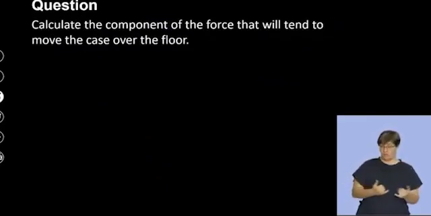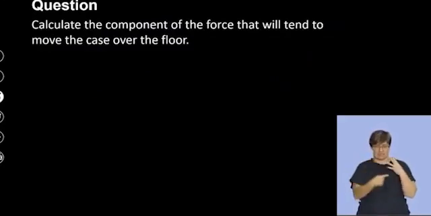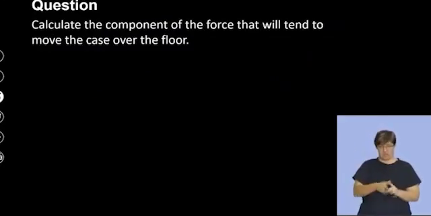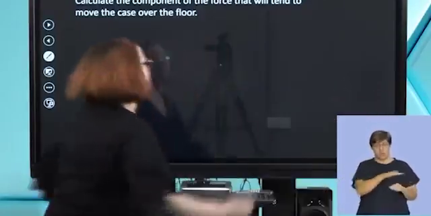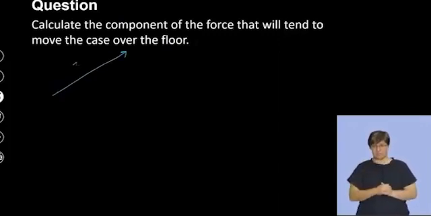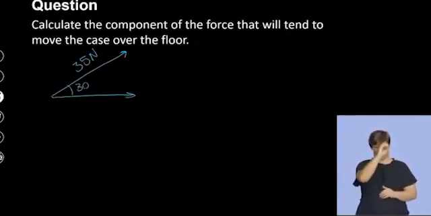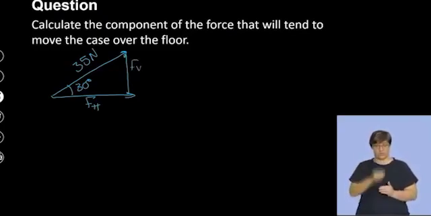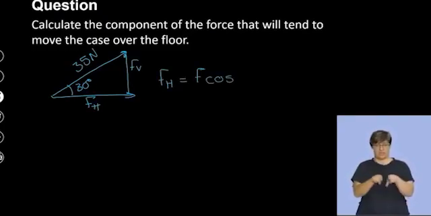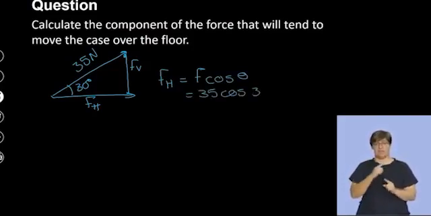Now they say, calculate the component, so either the vertical or the horizontal, that will tend to move the case over the floor. It's going horizontally, so it's the horizontal component. Remember, we've got 35 newtons. This was 30 degrees. We want the horizontal component. Horizontal, it's adjacent, so we're going to use cos. So the horizontal component is F cos theta. So it's 35 times cos 30.